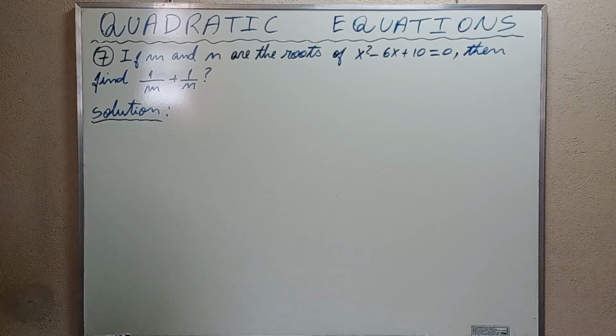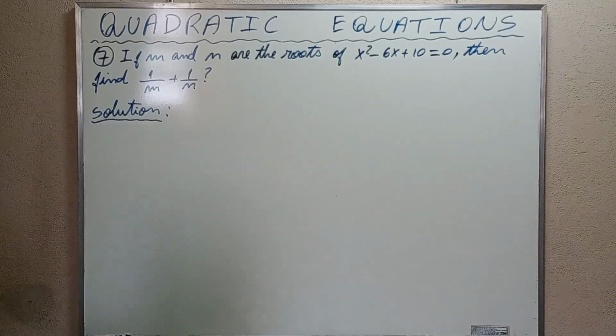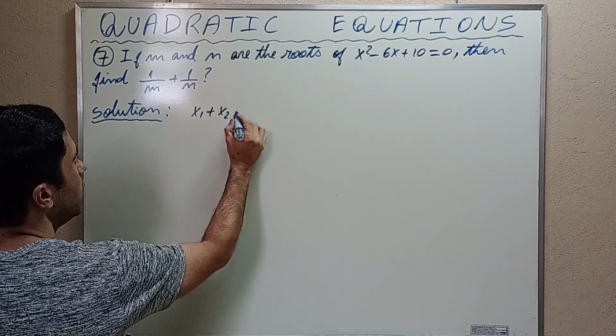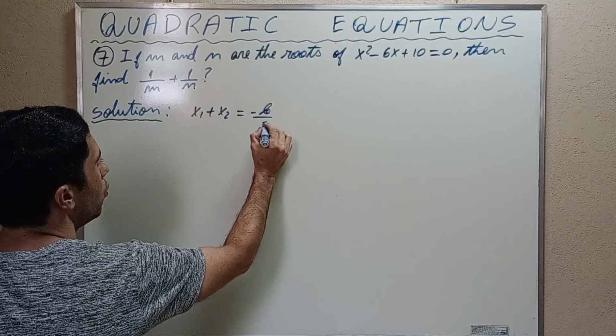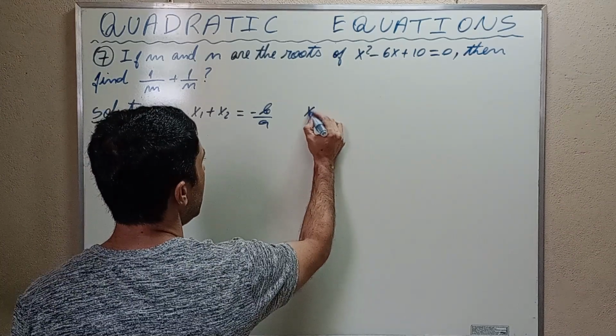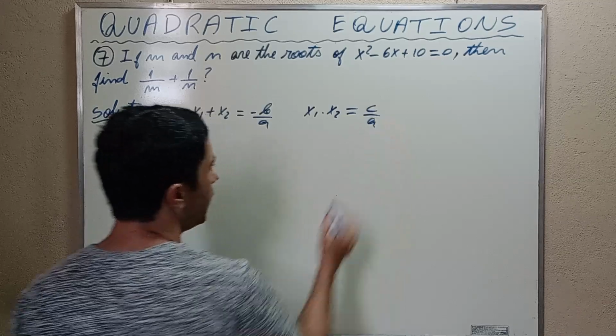Observe that for any given quadratic equation, we have 2 roots. They can be distinct or equal, but in the general case, they are two roots. We shall use that the sum of the roots is equal to negative b over a, and the product of the roots, x1 times x2, is equal to c over a. Okay?